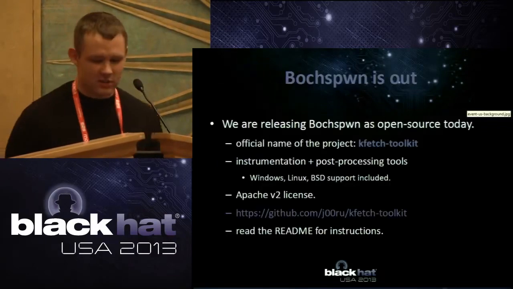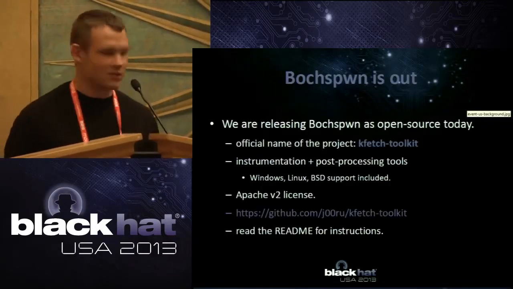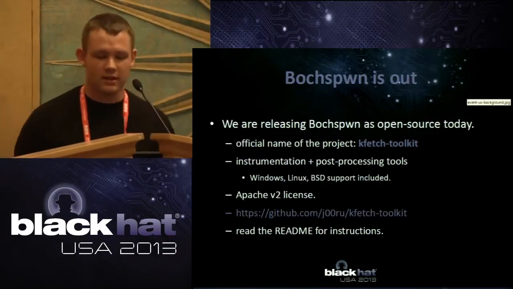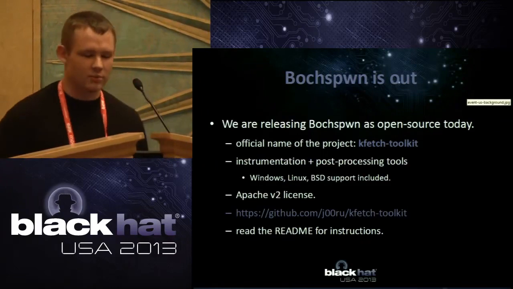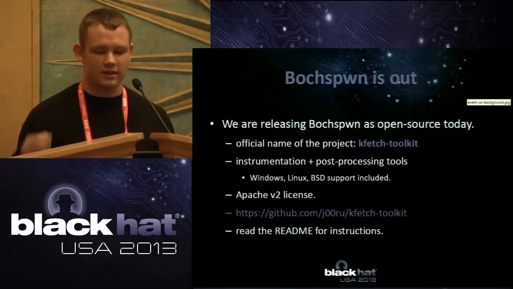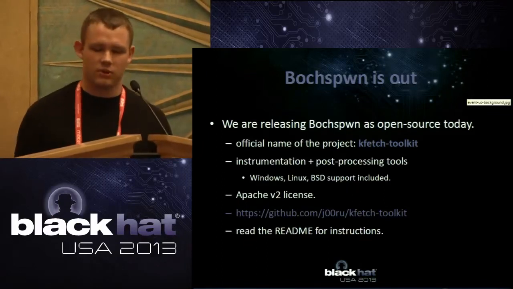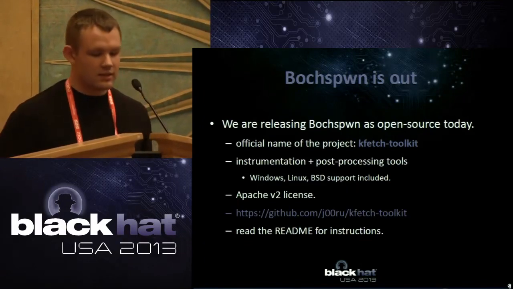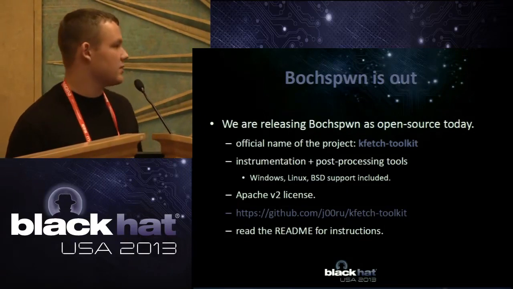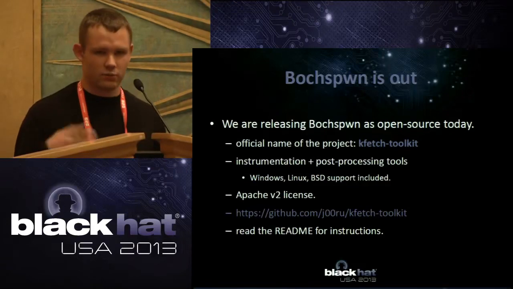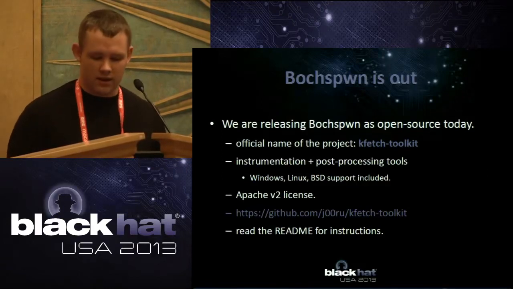Anyway, so the conclusions are, first of all, the most important part, I think, is that we are releasing Bochspwn as open source today. The name of the open source project is Kfetch Toolkit. We are releasing the instrumentation part and the post-processing part, so basically everything that we used to discover all of those vulnerabilities that I talked about today. This is under the Apache v2 license. You have the link here so you can check out the project on GitHub, and just refer to the README for instructions on how to compile and how to use it. There's a 22-page document on how to use it.